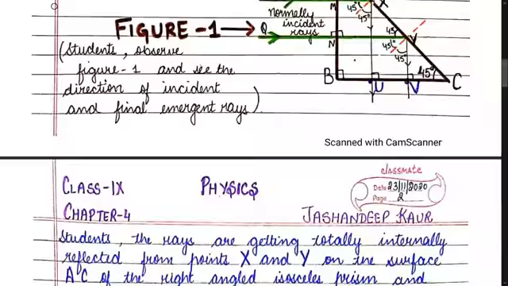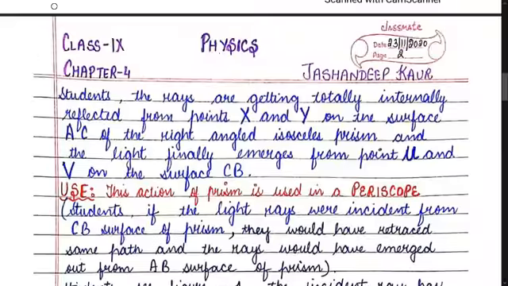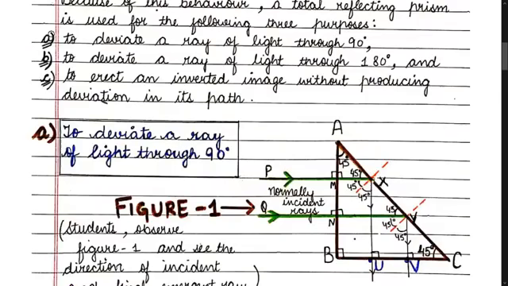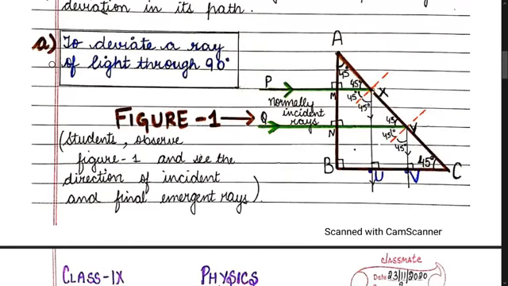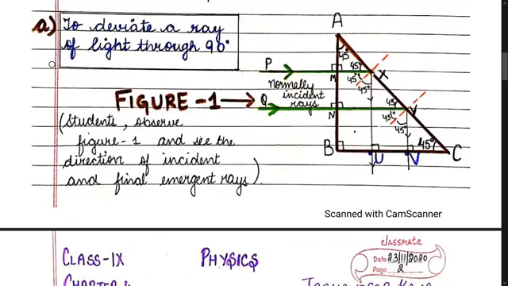So students, we will be studying the first two purposes in detail with the ray diagram. So coming to the first diagram, that is to deviate a ray. Deviate means to change the path of the ray as compared to its incident direction. So to deviate a ray of light through 90°.